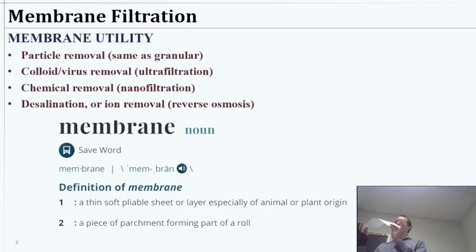where if we define a membrane as a thin sheet or thin film, so if we look at that definition, it says a thin, soft, pliable sheet or layer, especially of animal or plant origin, or a piece of parchment forming part of a roll. So a piece of paper then, it's filtering out some of the light, but not all the light. So you could see some light through it. I was going to put it up here, which is not going to make any sense, right? Light's going the wrong way.